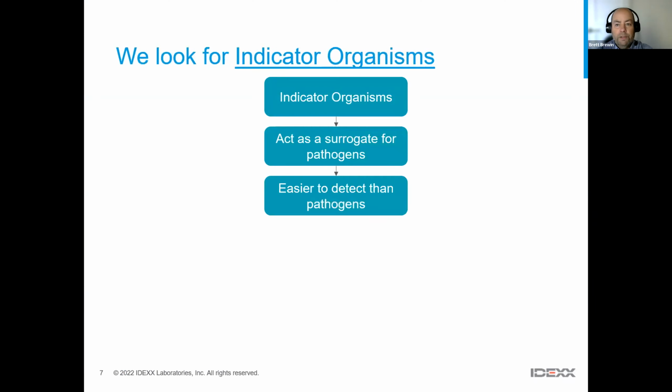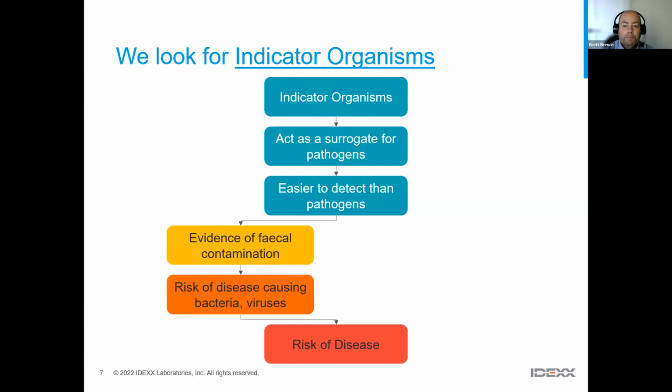So what exactly are we looking for? Well, typically we look for indicator organisms. Indicator organisms often don't cause disease, but they do act as a surrogate for pathogens, and they're often much easier to detect than the pathogens themselves are.